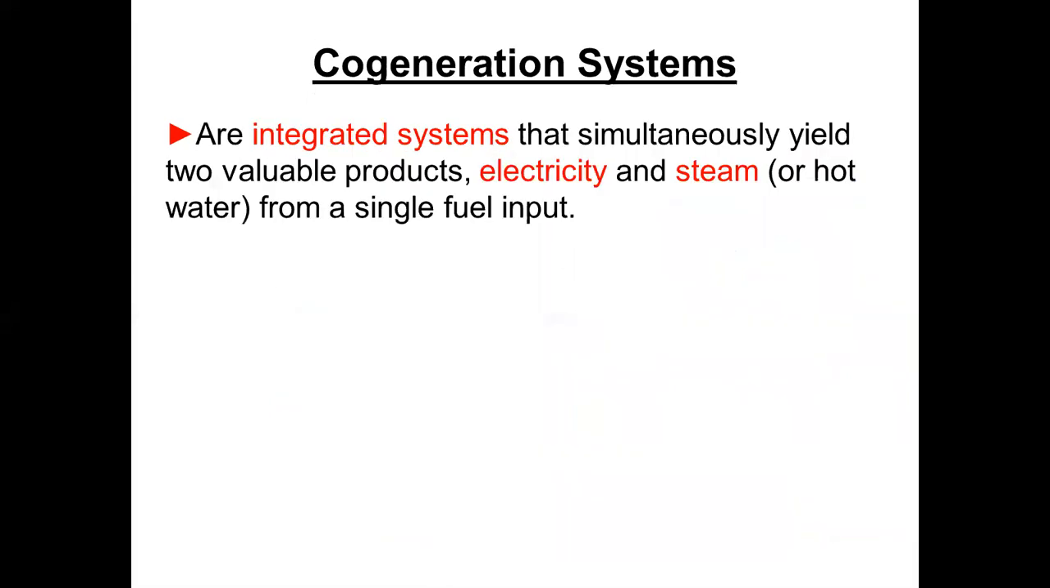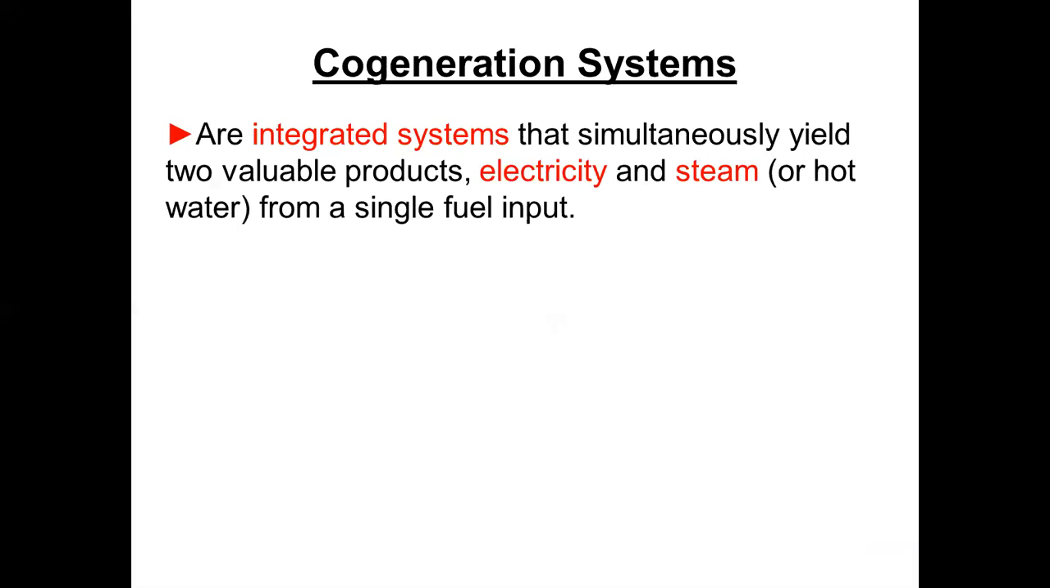Okay, so we'll go over some example problems here in a little bit. There are integrated systems that simultaneously produce two valuable products. Usually it's electricity and thermal energy in the form of steam, which can drive other things in a process. So large industries oftentimes do this. Refineries, I go to a lot of plants that have cogeneration type systems.